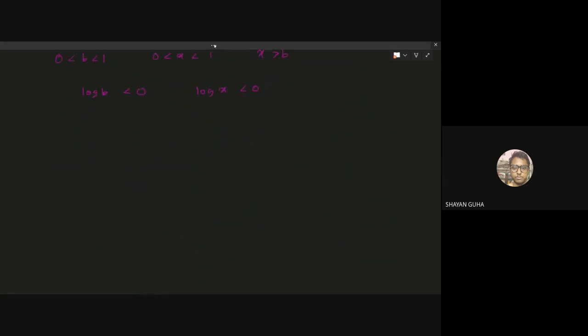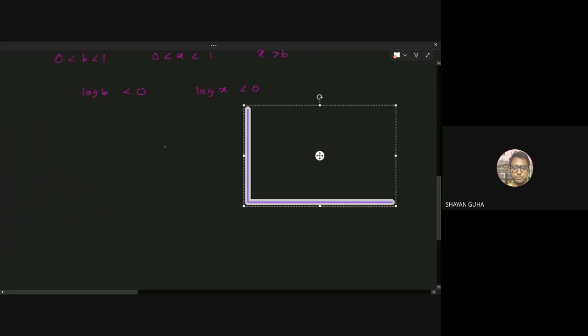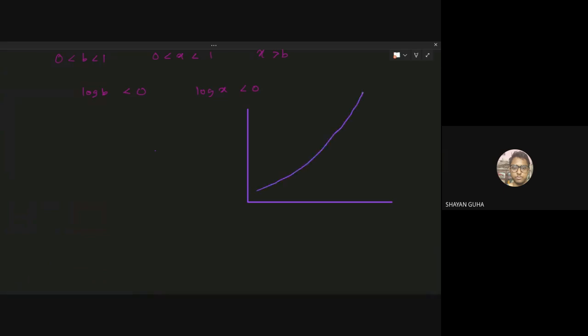Okay, let me draw a graph first. Let's take an axis. Let me draw a function something like this. If I particularly take two values on this function, let's take one value here, it's x1, and another value somewhere here.